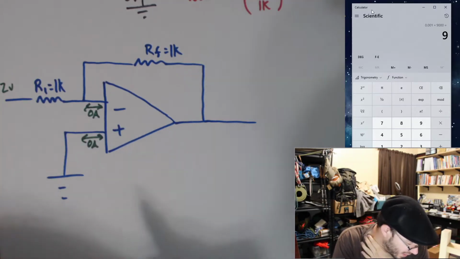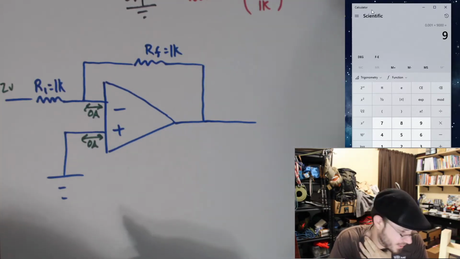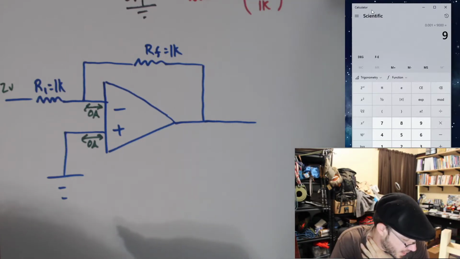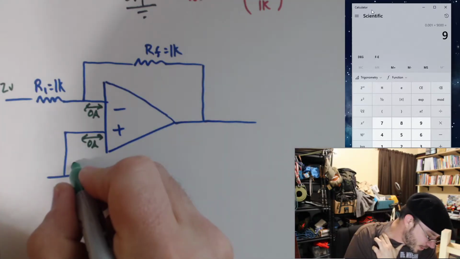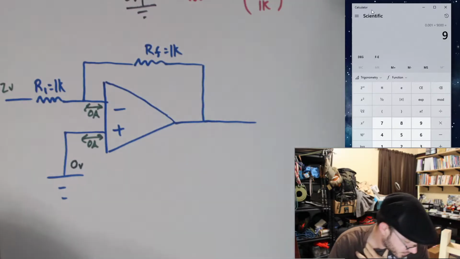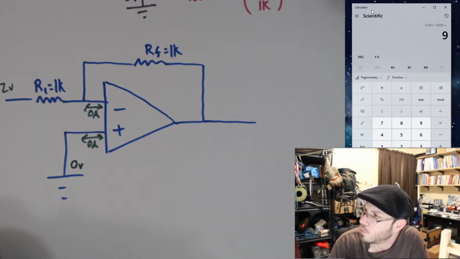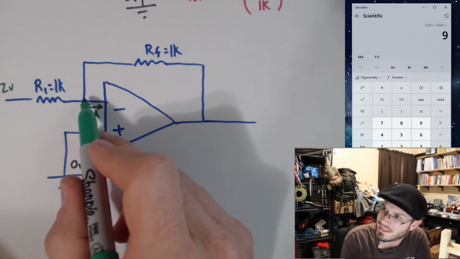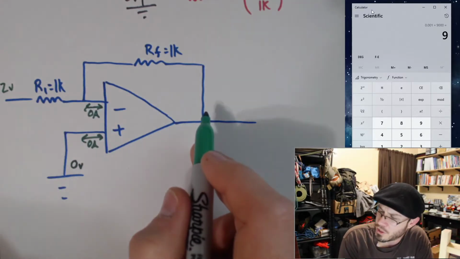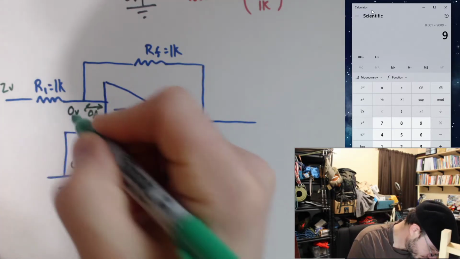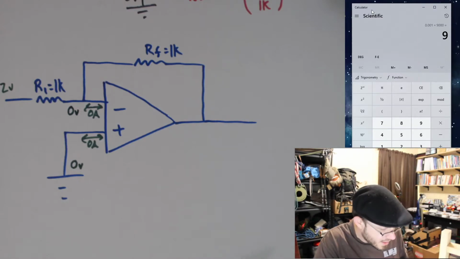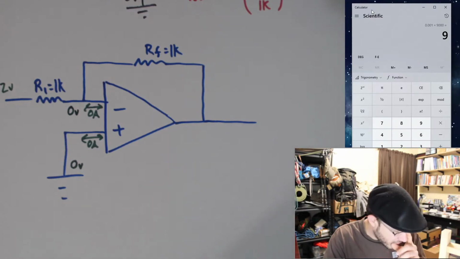Okay, so does rule number 2 help us? Do we have a closed loop? Yes. So that means both voltages must be equal to each other. This is directly tied to ground, so this should be 0 volts. And the op amp will do whatever it has to make this 0 volts by virtue of changing the output.